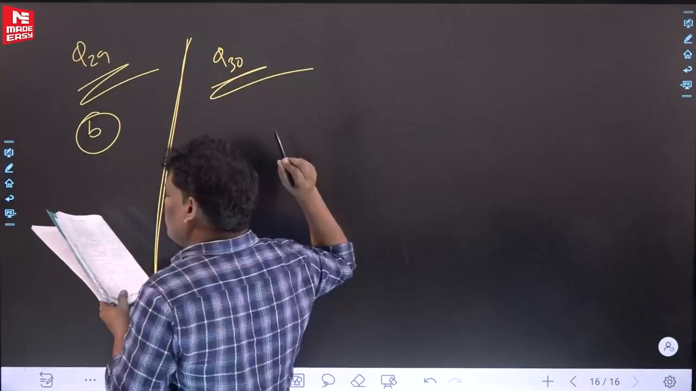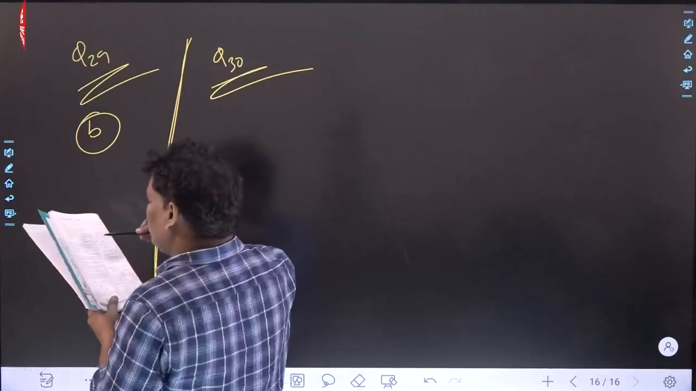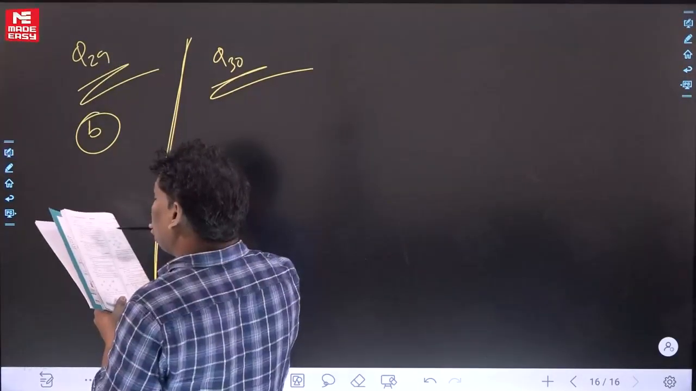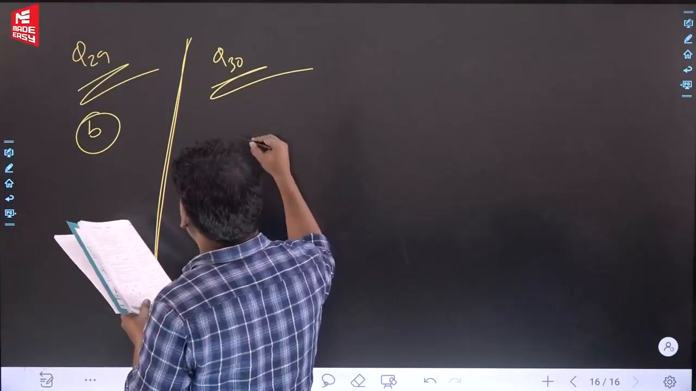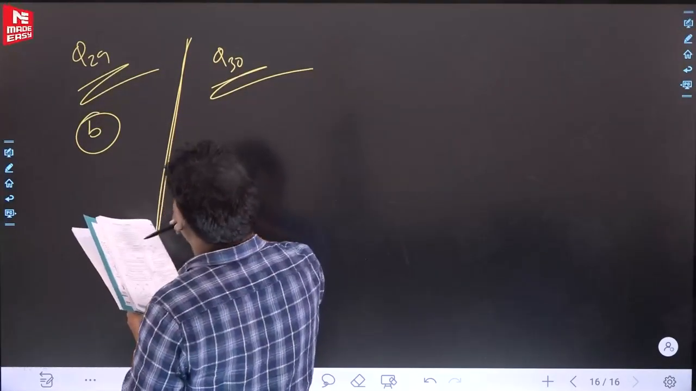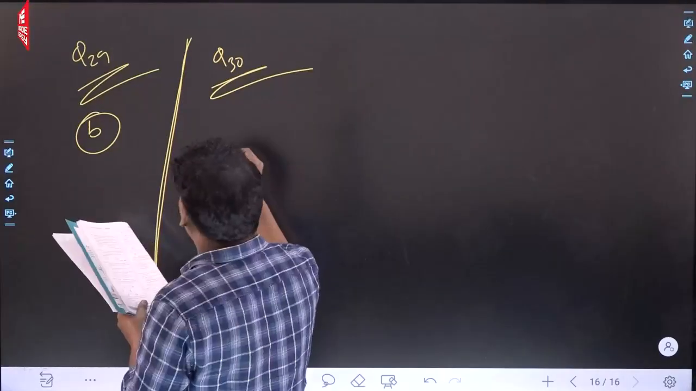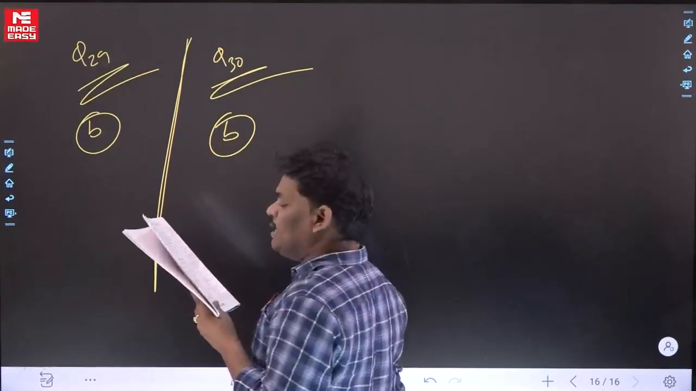Question number 30. So n elements are there in the min heap. You want to insert n more elements, need not be one after another. What is the meaning? At a time you can apply build heap. Build heap on n people takes n time. Now build heap on 2n people takes 2n time, which is nothing but order of n. B. Question number 30, B.